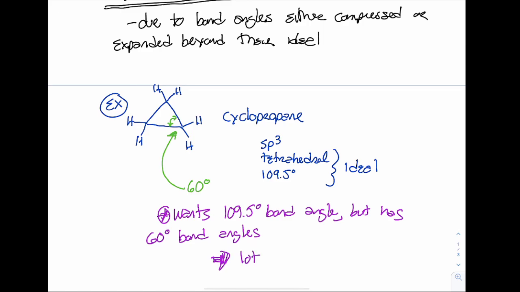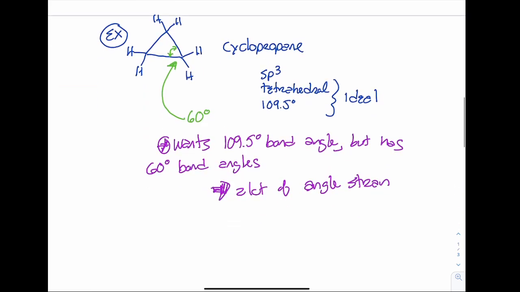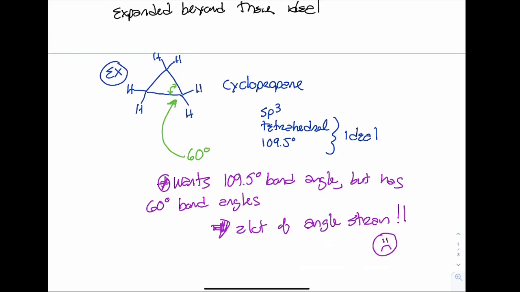I don't know that lots is actually a word, but we're going to use it. I suppose we should say a lot of angle strain. I want you guys to use college level sentences. I suppose I should too. A lot of angle strain. We're going to give him a big sad face because cyclopropane is not a happy molecule. It's really high in energy. It's pretty reactive because of that angle strain. It's just not a stable molecule. So a lot of angle strain.